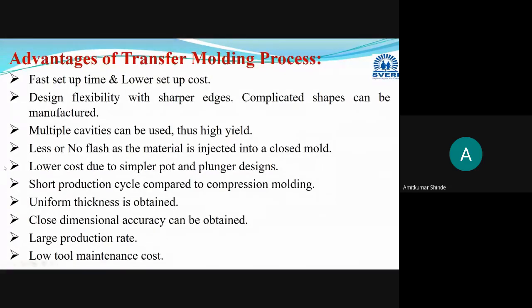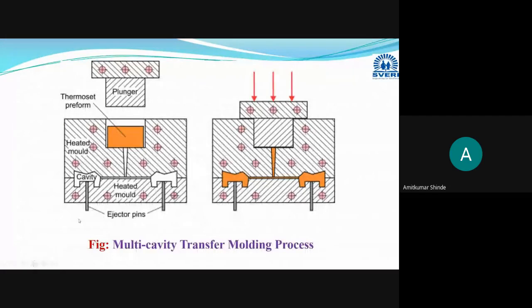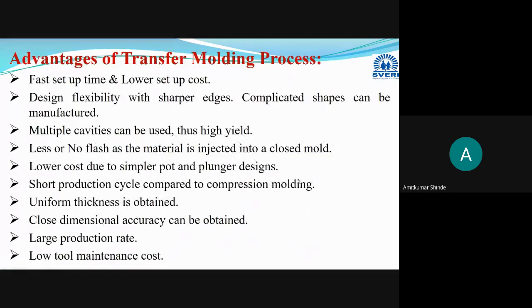Then another advantage is that multiple cavities can be used, as I have shown in the previous diagram. So the production rate will be more as compared to compression molding. In compression molding, at a single time only one component can be manufactured. Here you can use multiple cavities, due to which yield will be more. Yield is nothing but your production rate will be more.